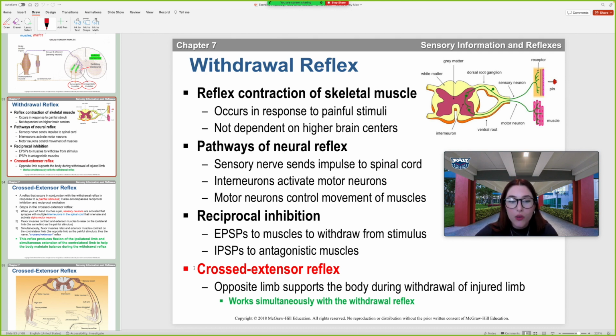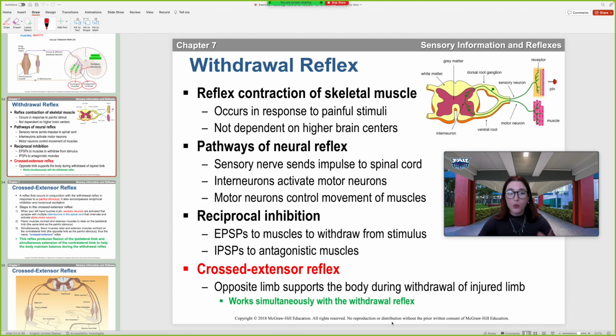Now, we also have the crossed extensor reflex, which is part of this withdrawal reflex. So what we're going to see with this is the opposite limb supports the body during the withdrawal of the injured limb, okay? So for example, what we're going to see on the next page, basically, if you put your hand on a hot stove, when this hand pulls away, it's going to cause the other hand or other arm to go in the opposite direction to essentially help you keep balance, right?